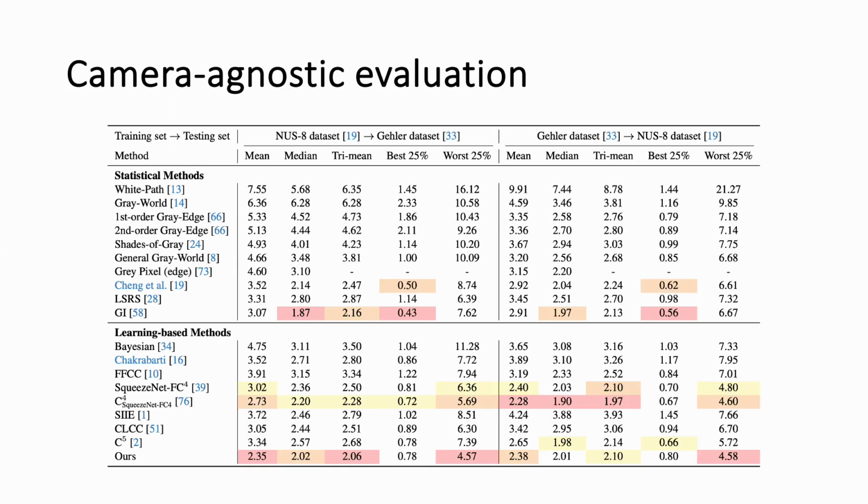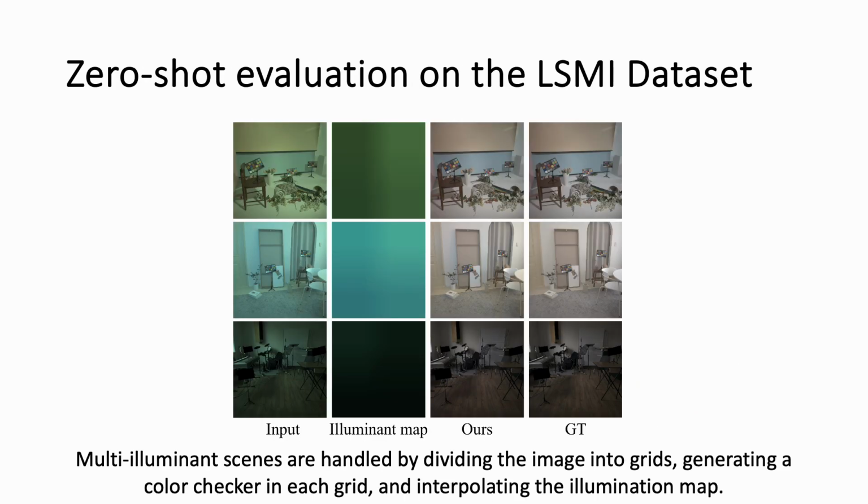This table shows cross-camera evaluation results, which is an important challenge in the color constancy field because different cameras have different spectral sensitivity characteristics. We perform cross evaluation between the NUS and Gehler datasets, training on NUS and evaluating on Gehler, and vice versa. The result shows that our method achieves competitive performance, especially in worst-case scenarios, demonstrating the robustness of our approach.